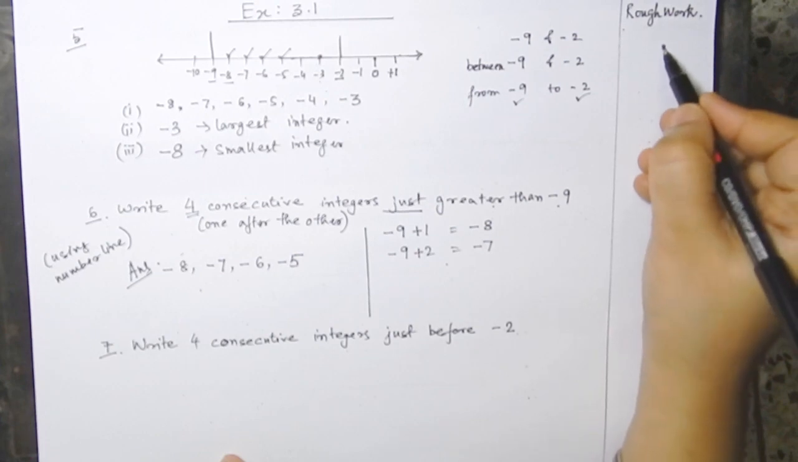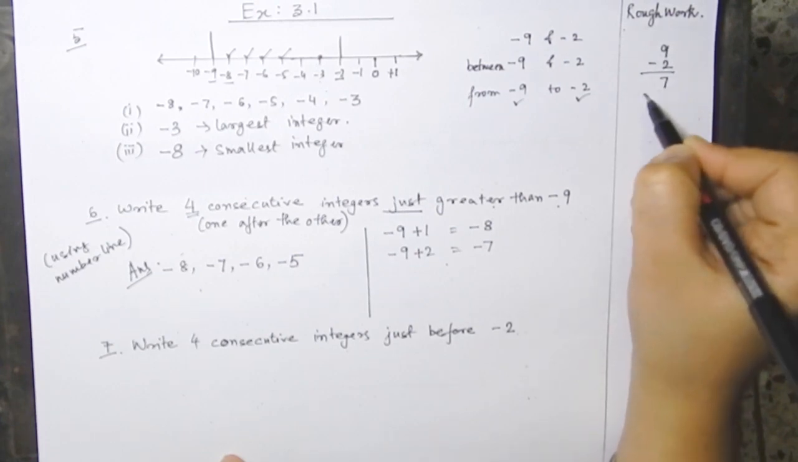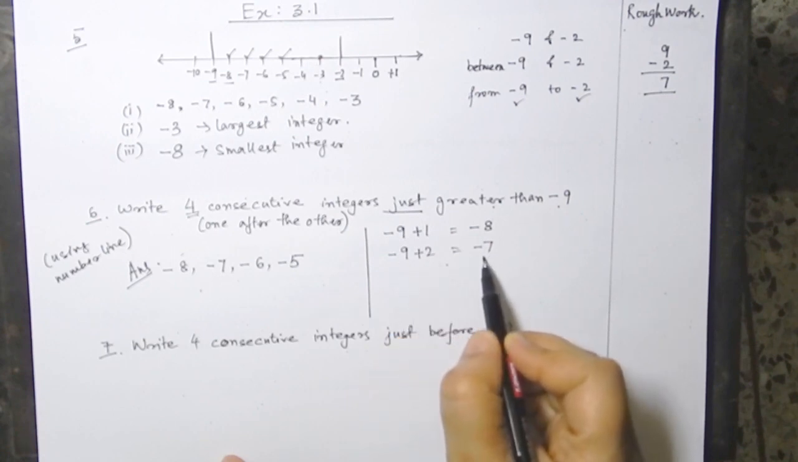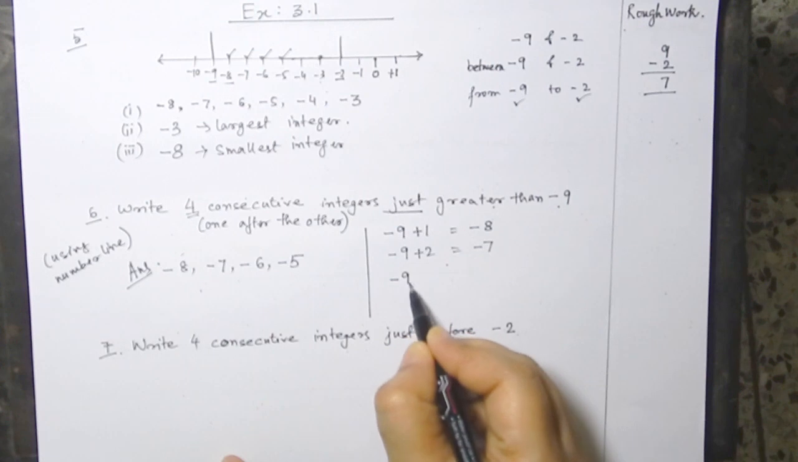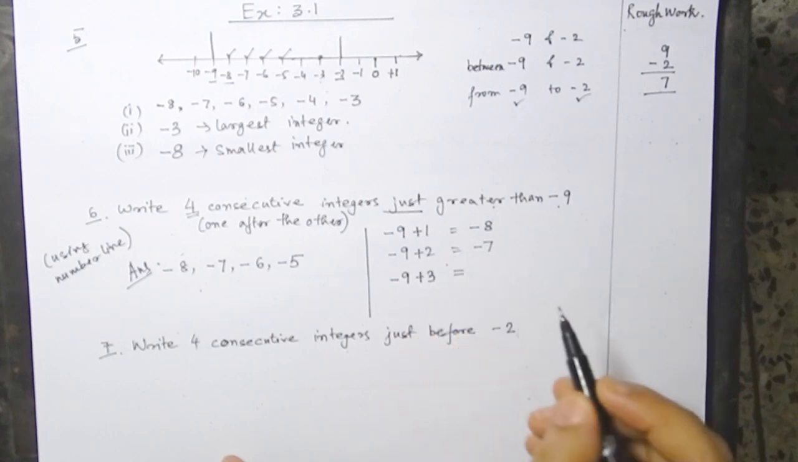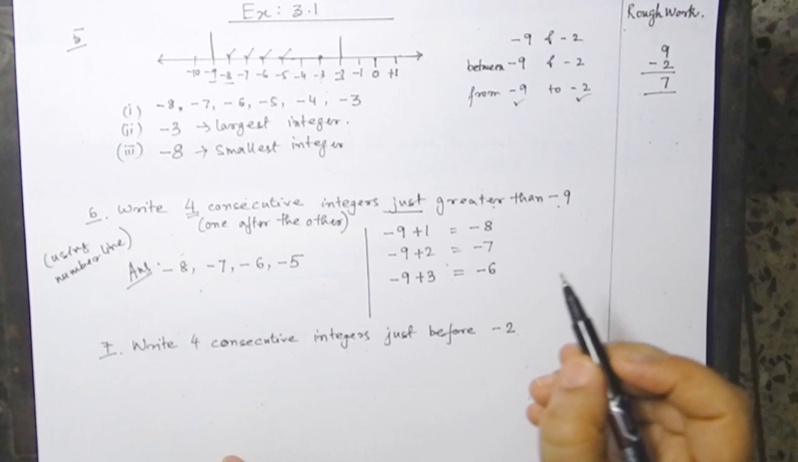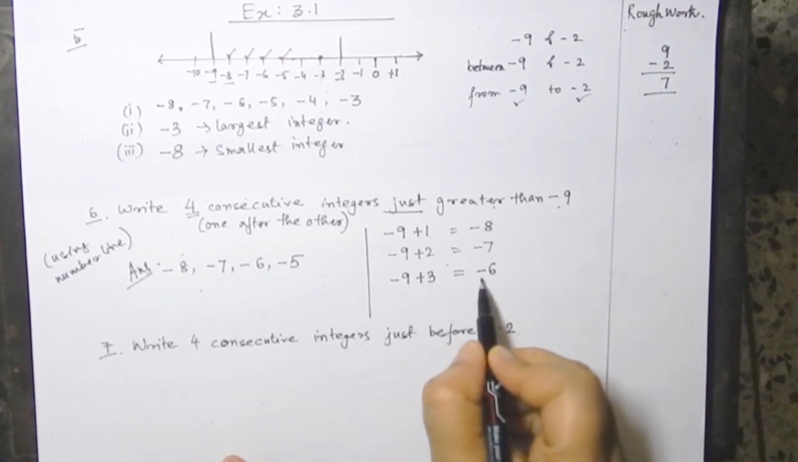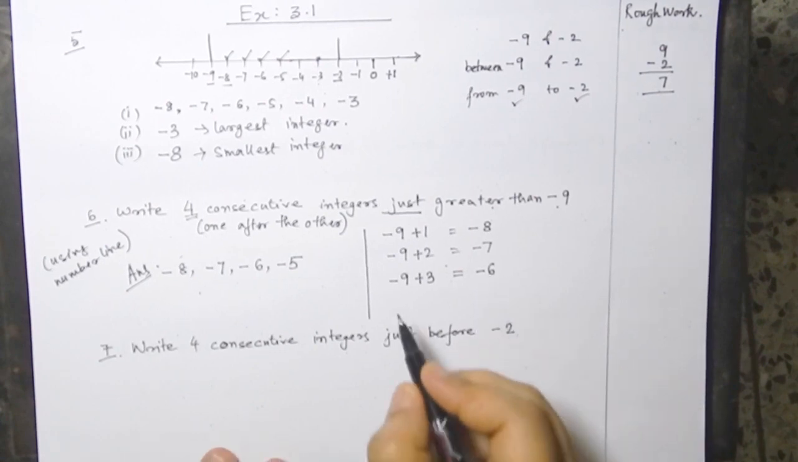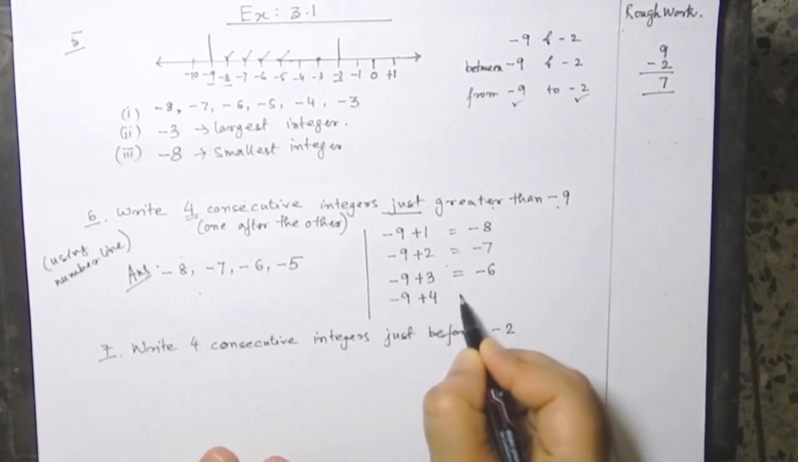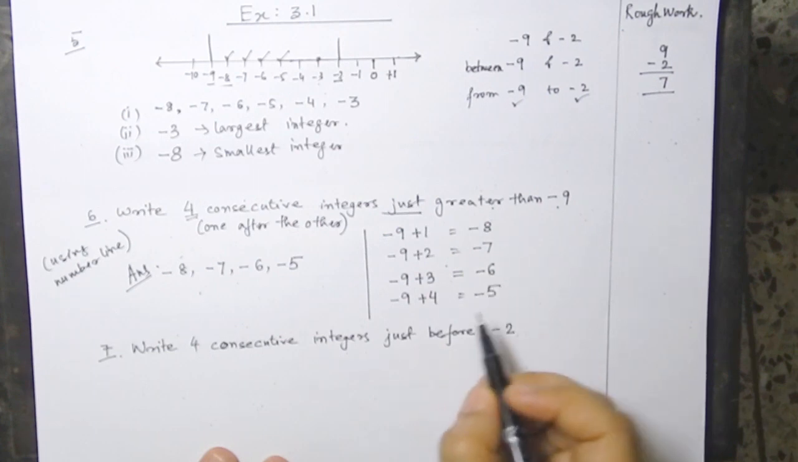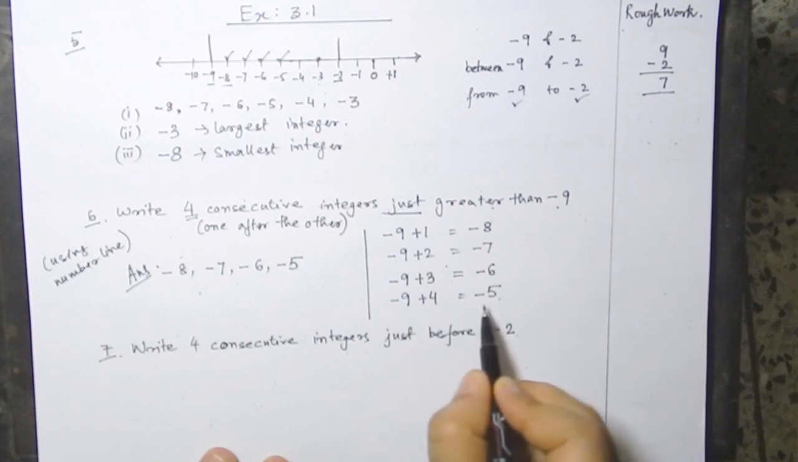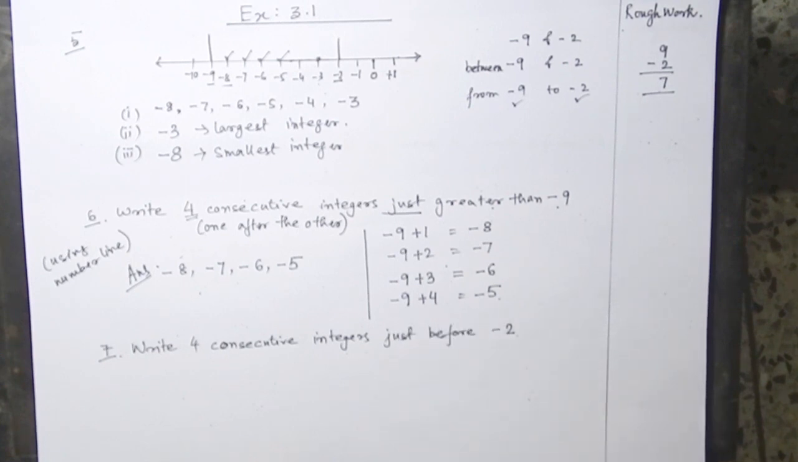How do I do this? 9 minus 2 is 7, isn't it? But here the greater number is negative, so the answer will also be negative. -9 plus 3 equals -6. 9 minus 3 is 6, but the greater number is negative, so my answer will also be negative. And -9 plus 4 equals -5. Again 9 minus 4 is 5. Since the greater number is negative, the answer will also be negative.